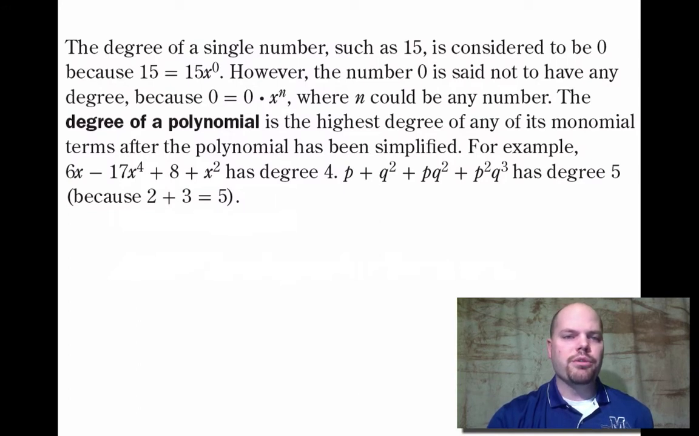Alright, so the degree of a single number such as 15, that's considered to be a degree of 0 because it would be like 15x to the 0. But 0 doesn't really have a degree because you could take 0 times some x to the n, where n could be anything, and we don't want n to be anything.